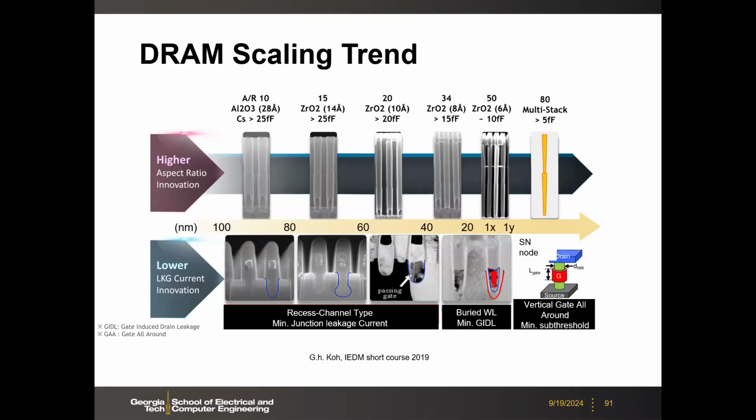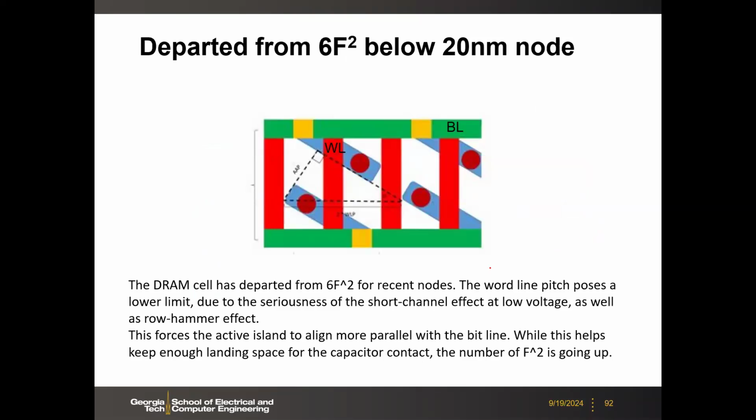Okay, moving forward. Even though we say today's DRAM cell is a 6F square cell, this trend is actually deviating from 6F square below 20 nanometer node. Here we have this layout, and in the last lecture, some of you asked about the angle. This angle is decided by the manufacturer. It's not fixed in terms of this channel orientation.